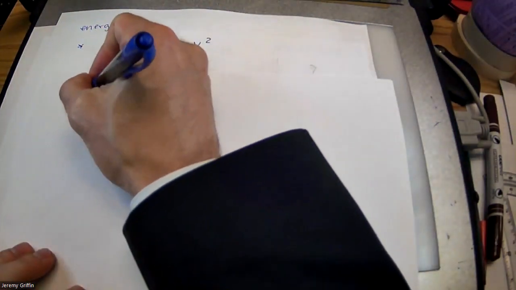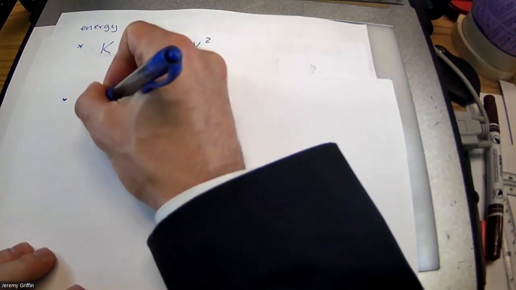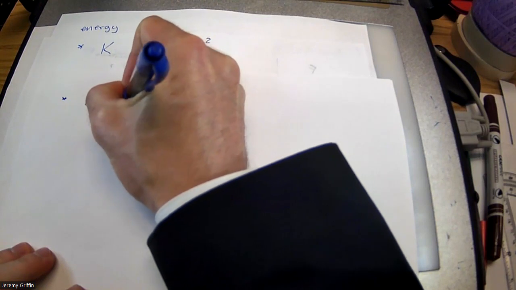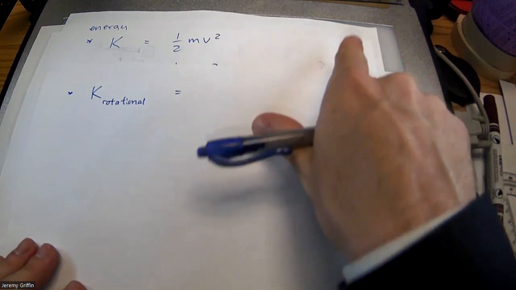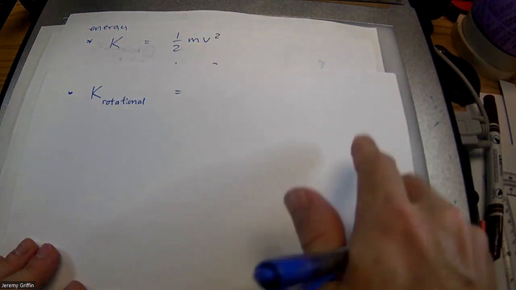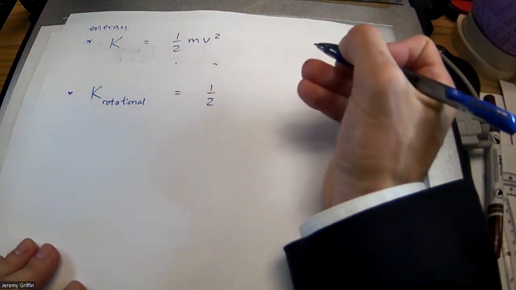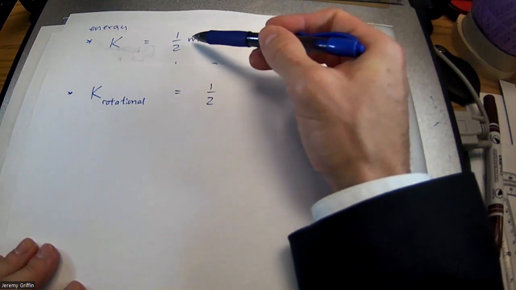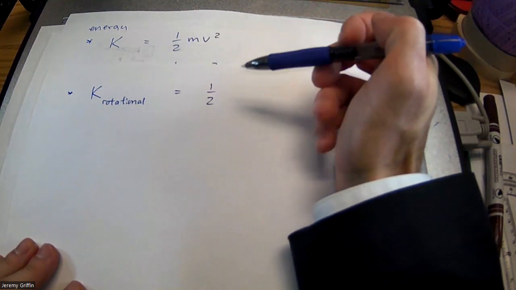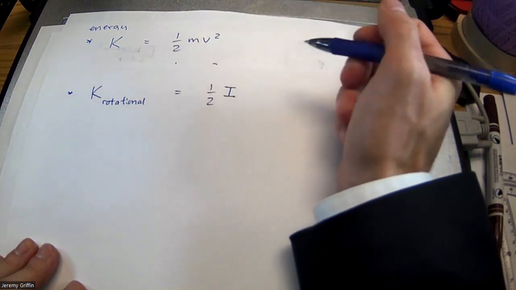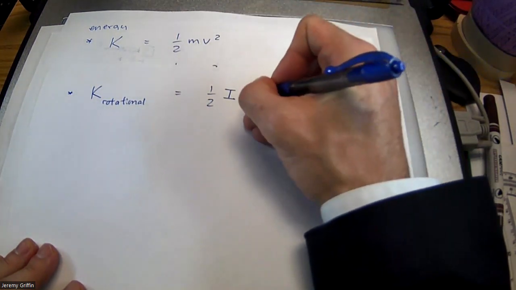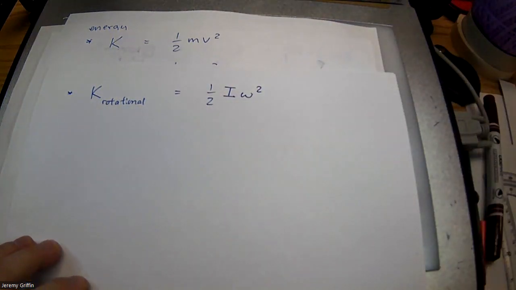Well, there's a more efficient way to think about it, and that's to say kinetic energy rotational is equal to, and what's the formula for rotational kinetic energy? 1/2. Instead of m, what's the stand-in for m in rotation? I. Instead of v, we're doing omega. Yeah, 1/2 I omega squared, right?